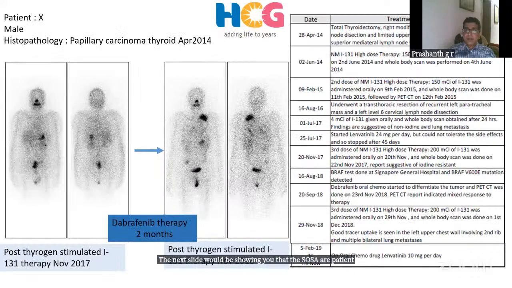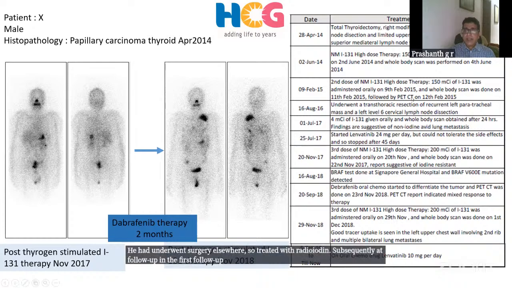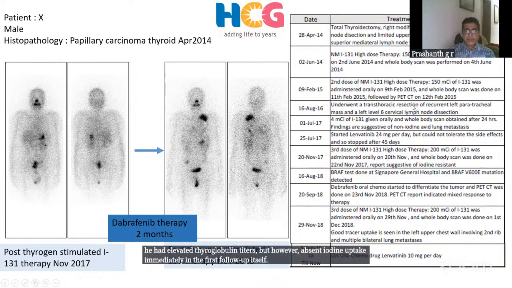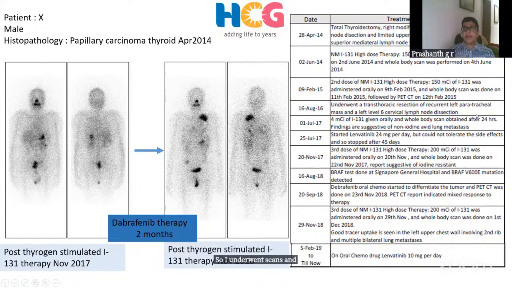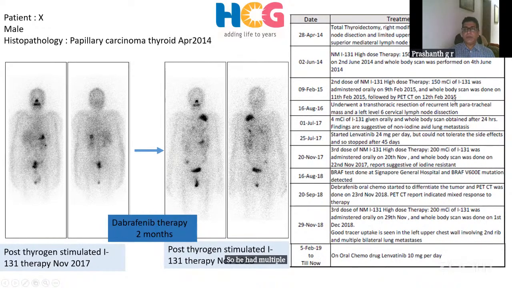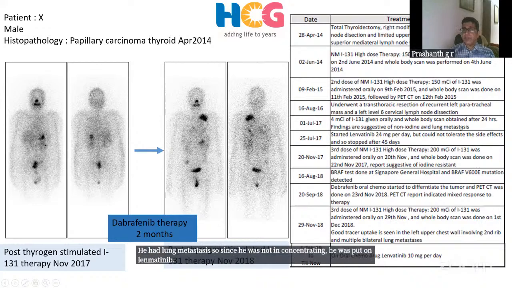Again, he underwent surgery elsewhere, so treated with radioiodine. Subsequently, in the first follow-up, he had elevated thyroglobulin titers, but absent iodine uptake immediately in the first follow-up itself. So he underwent scans and subsequent transthoracic resection of a left paratracheal mass. So he had multiple lower cervical nodes also. Even after this, he underwent iodine scan, absolutely no uptake. He had lung metastasis. So since he was not iodine concentrating, he was put on lenvatinib. He was put on a high dose of lenvatinib, which he could not tolerate.